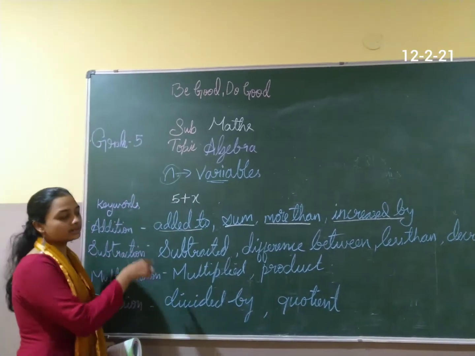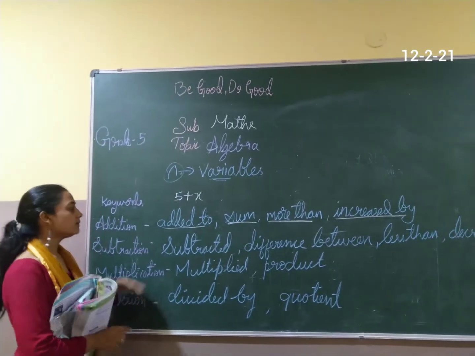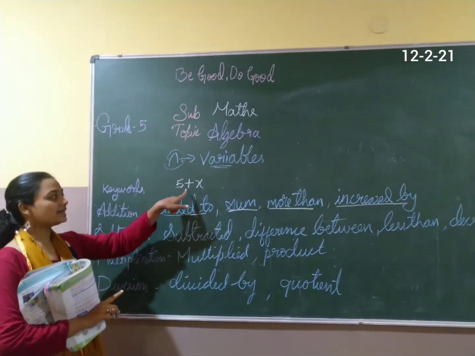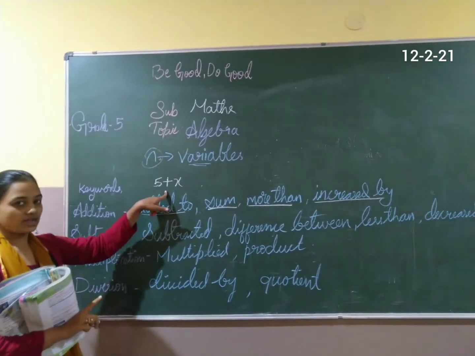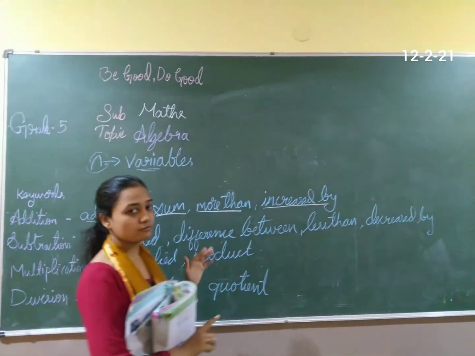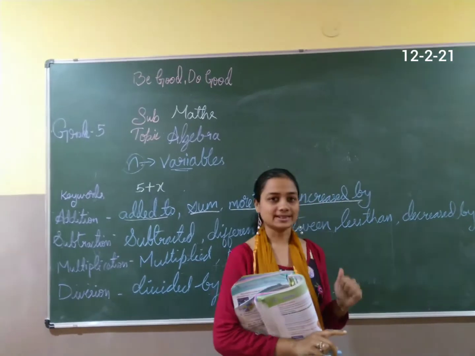So if you see all these keywords, children, it means you should write that operation, that symbol, when you are using the statement. So you will understand this better when you go and work it out in the exercises.